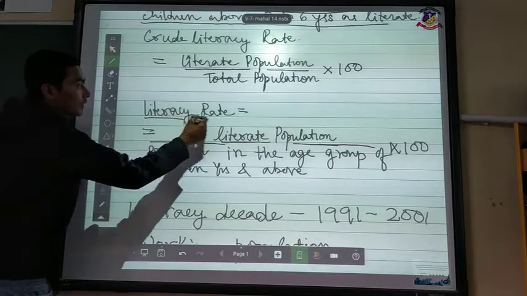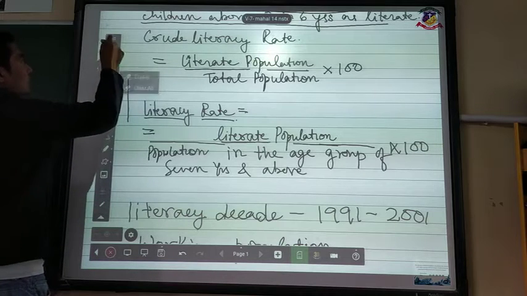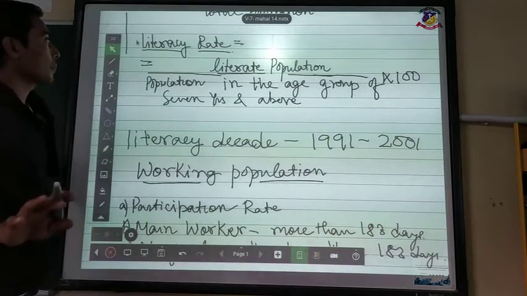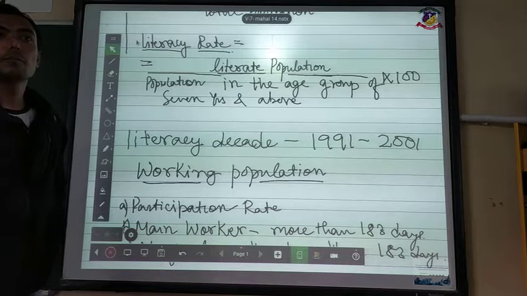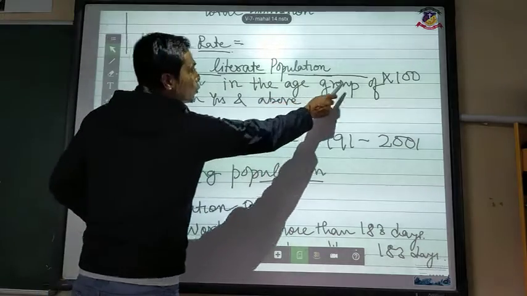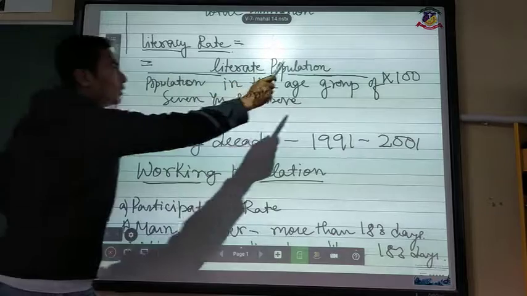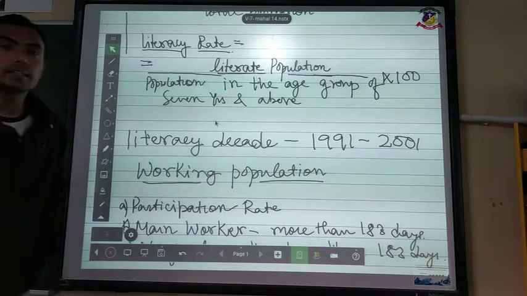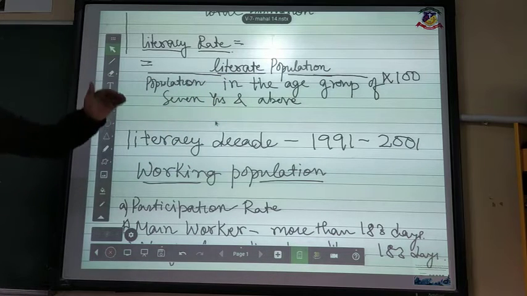The literacy rate based on the Census of India has its own formula. Literate population, the total number of literate people, divided by the population in the age group of 7 years and above, into 100, will give us the exact percentage of the literate population of a country or of a state.